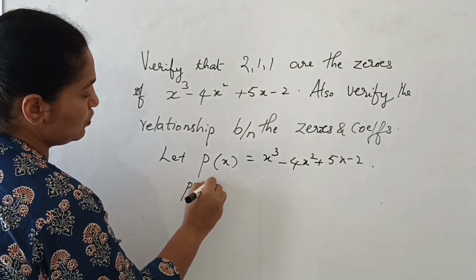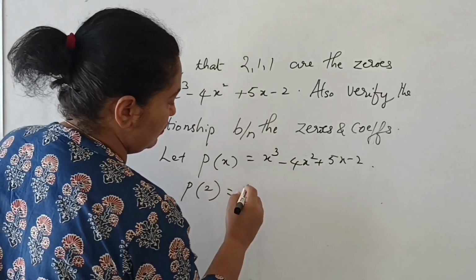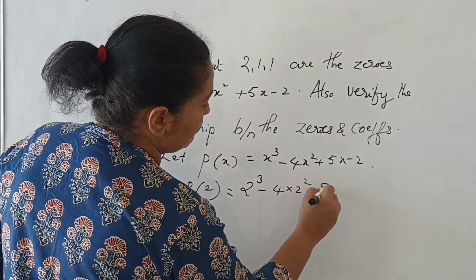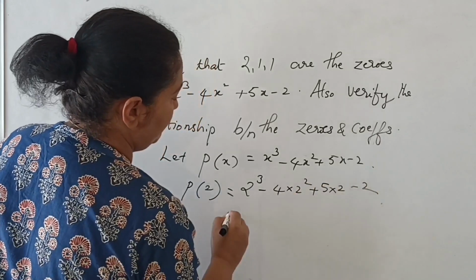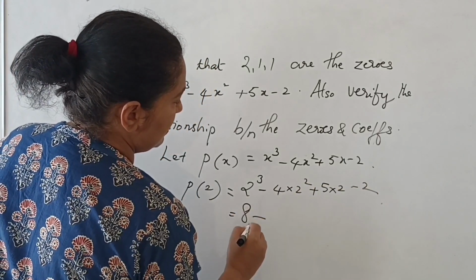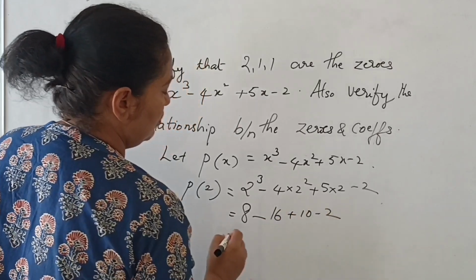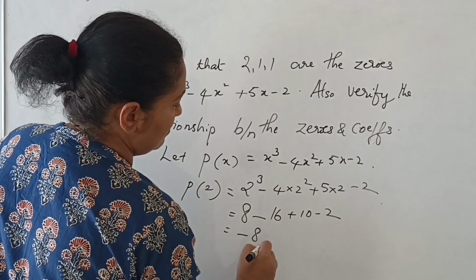So what is p of 2? So wherever x is there, we substitute 2. 2 raised to 3 minus 4 into 2 raised to 2 plus 5 into 2 minus 2. You get 8 minus 16 plus 10 minus 2. So you get here minus 8.